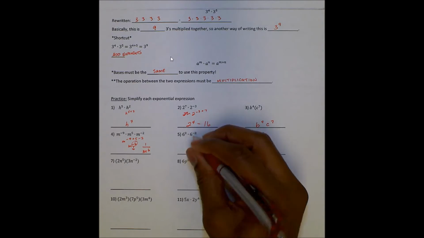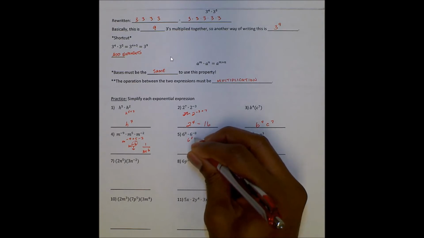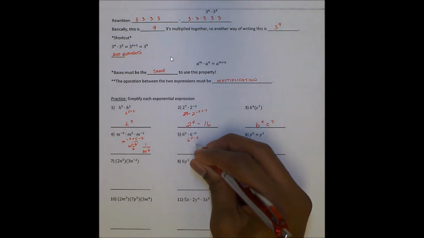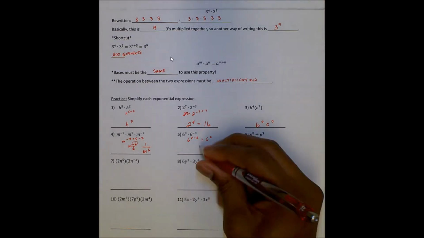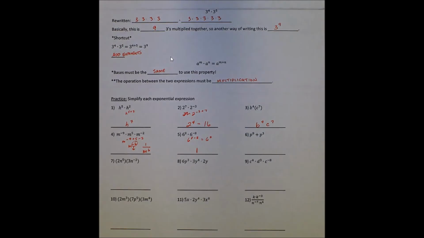Number 5, we have 6 to the 8th and 6 to the negative 8th, so we add those together, we get 6 to the 0 power. Remember, anything to the 0 power is 1.